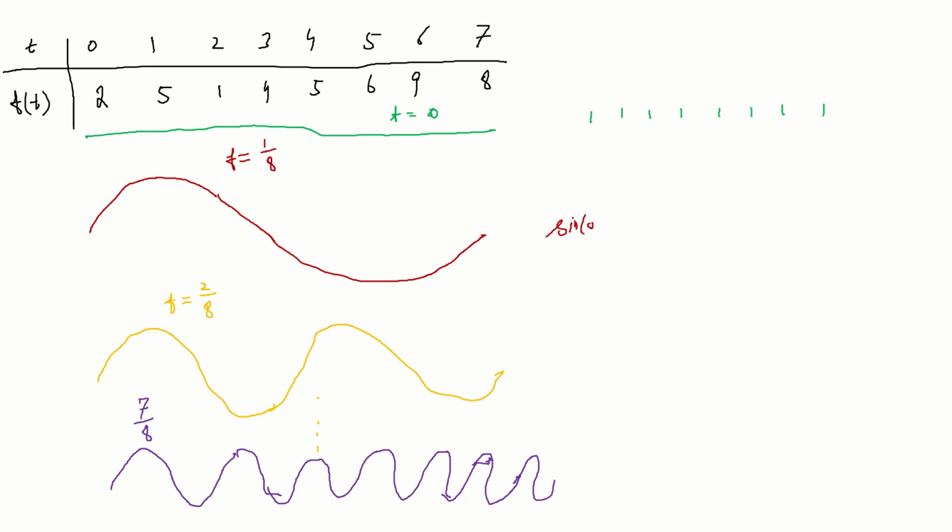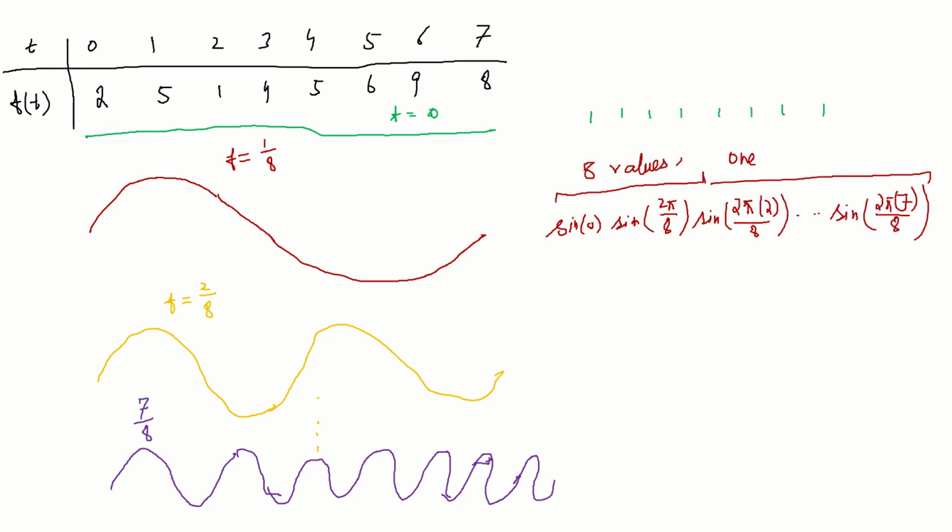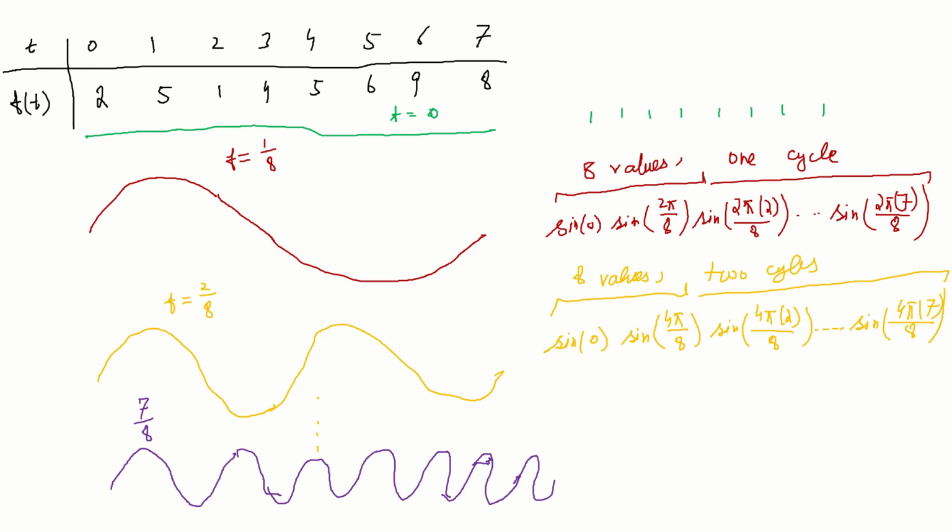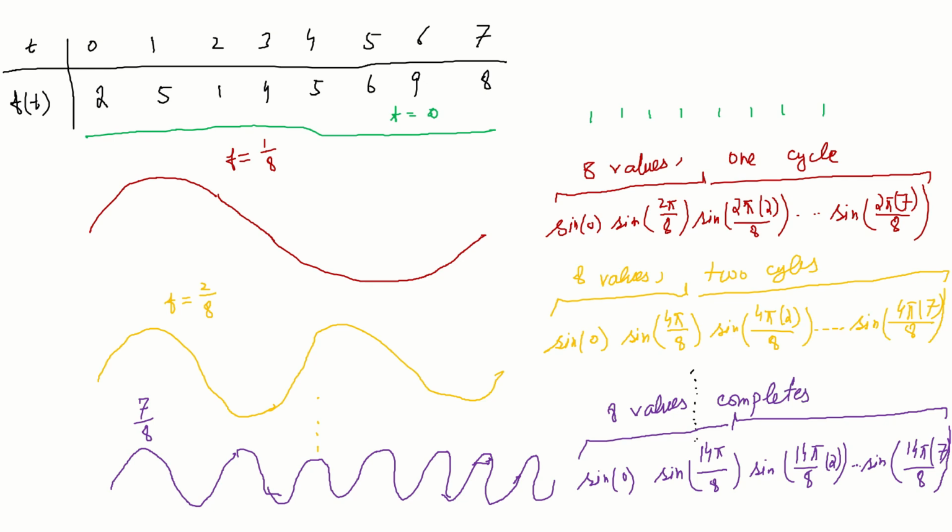Sine wave of frequency 1 by 8 means 8 values. It just completes one cycle up to time 8. Sine wave of frequency 2 by 8: these are again 8 values and contains 2 cycles. And finally, we have a sine wave of frequency 7 by 8. It has 8 values and completes 7 cycles.